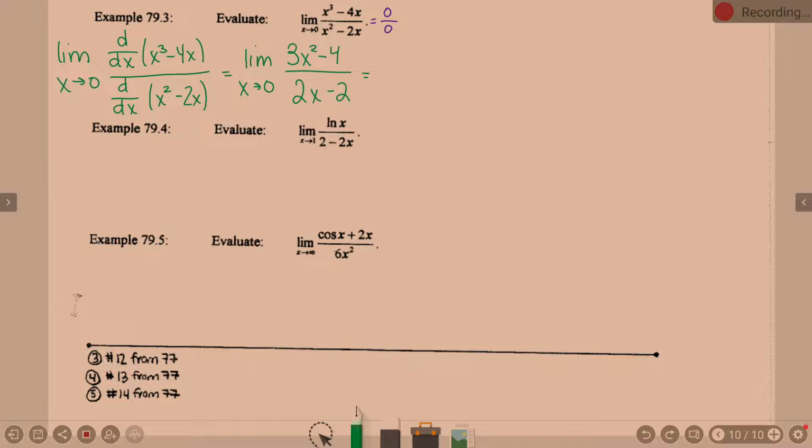Okay, plug in your 0. 3 times 0 squared minus 4 over 2 times 0 minus 2. Where are we at? Negative 4 over negative 2, which equals 2.